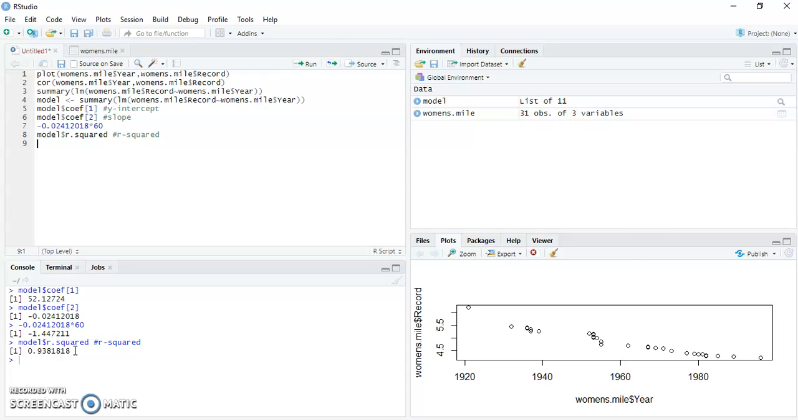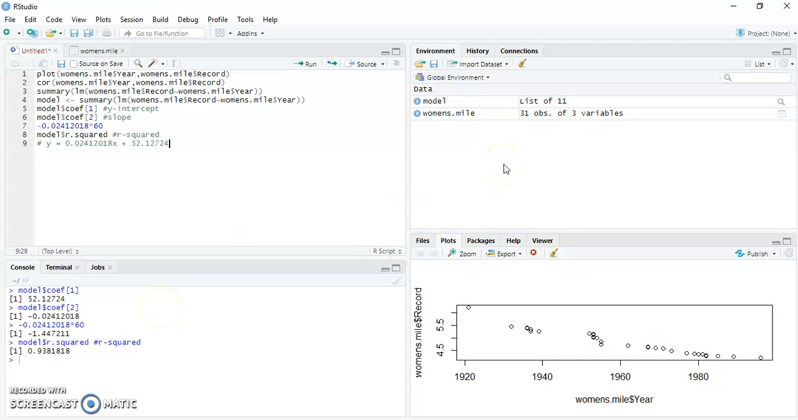That's really high. And because it's really high, I think that the model that I've gotten, y equals 0.0242018 times x plus 52.12724, is pretty representative of the data that we have here, because that r squared is so high. So how do I see it on my scatter plot?